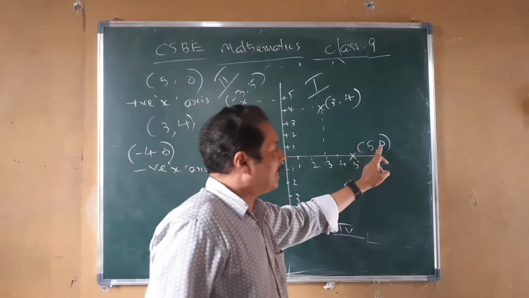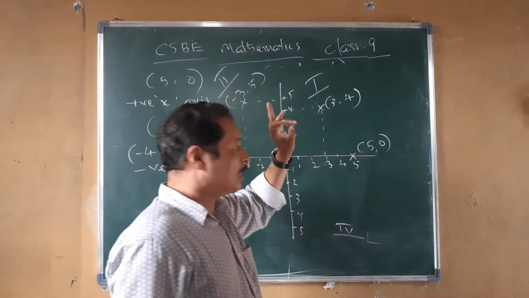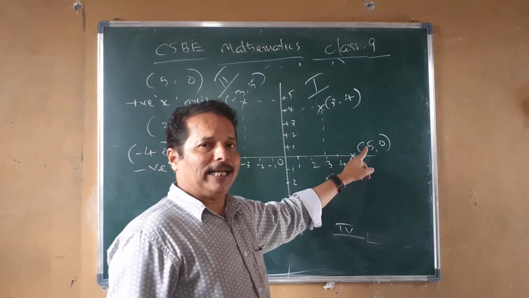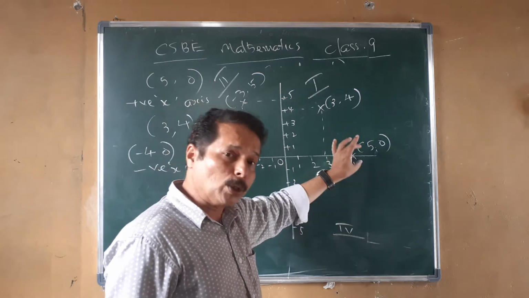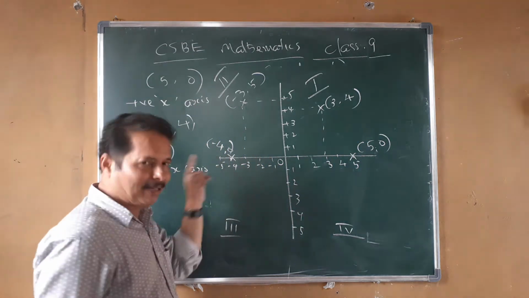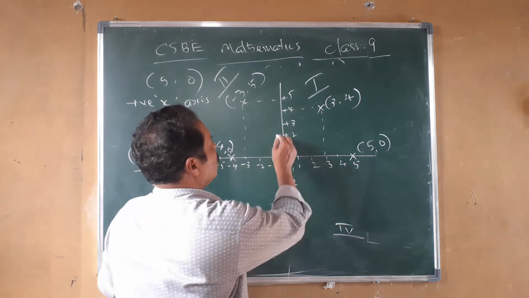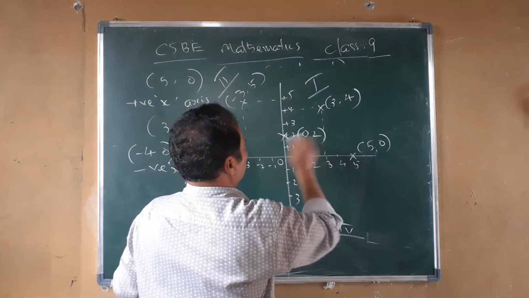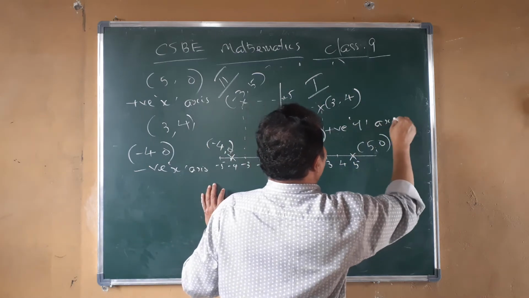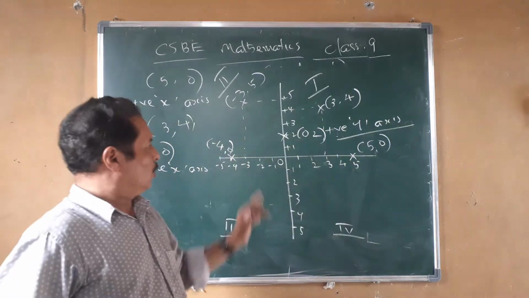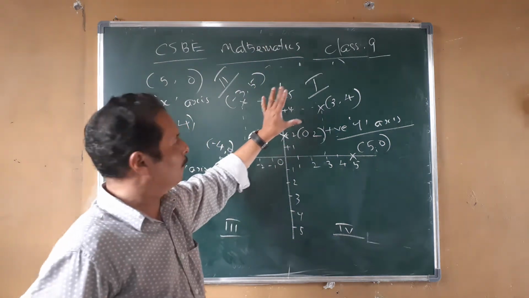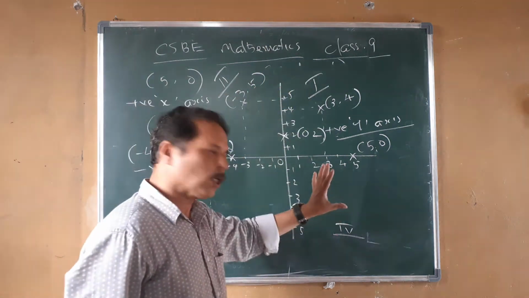If the y coordinate is 0, then it is on the x-axis, and if the x coordinate is positive, it is on the positive x-axis. Similarly, here it is the negative x-axis. Similarly, 0, 2, look here, this is on the positive y-axis. 0, 2 means it lies on the line, not in the quadrant. 1, 2, 3, 4 are quadrants.